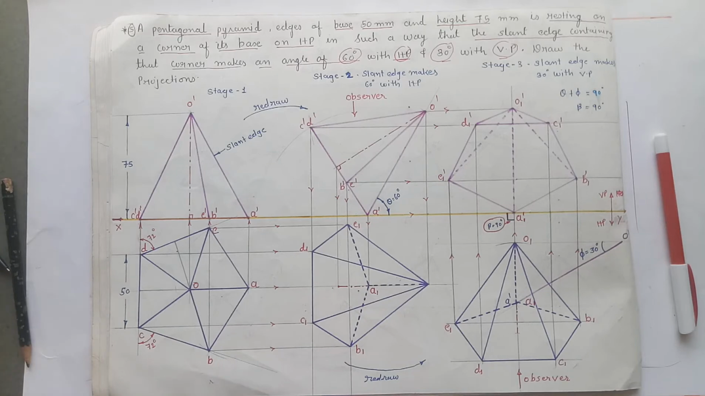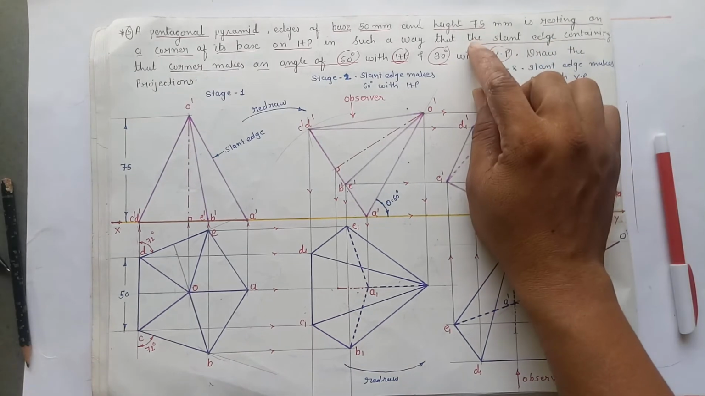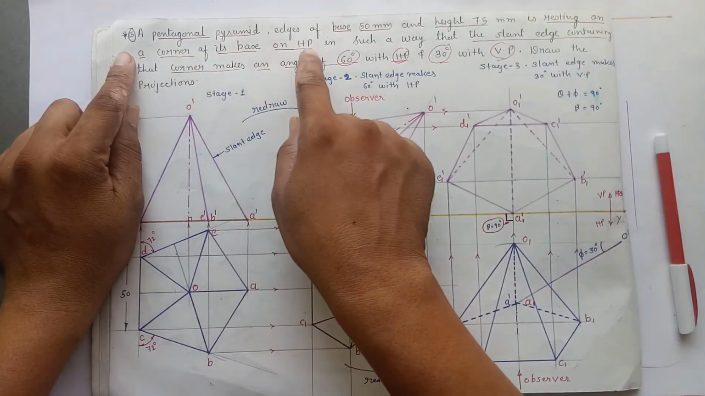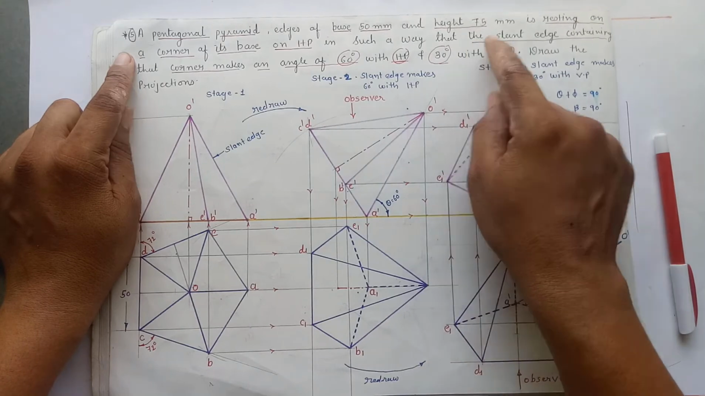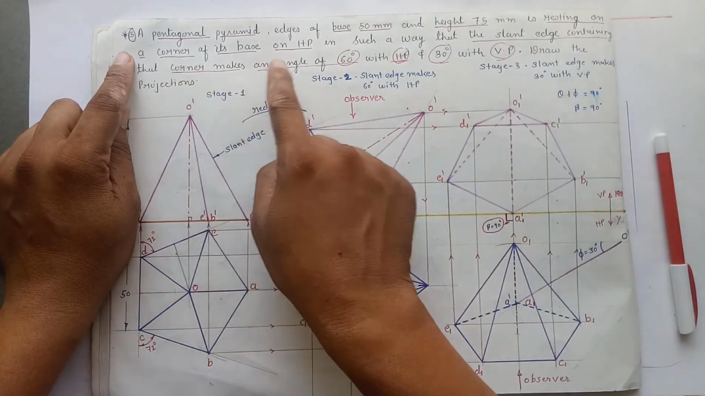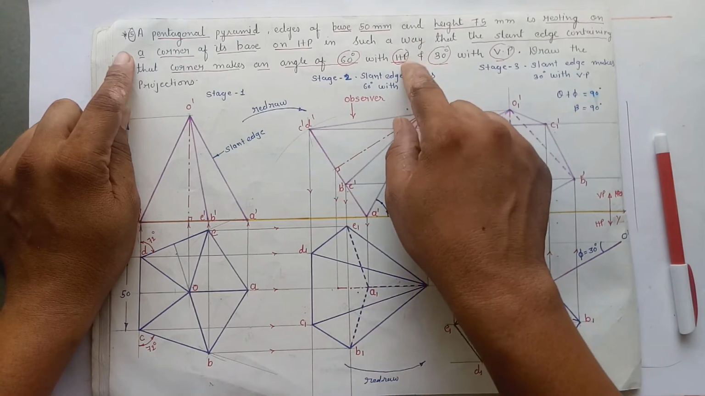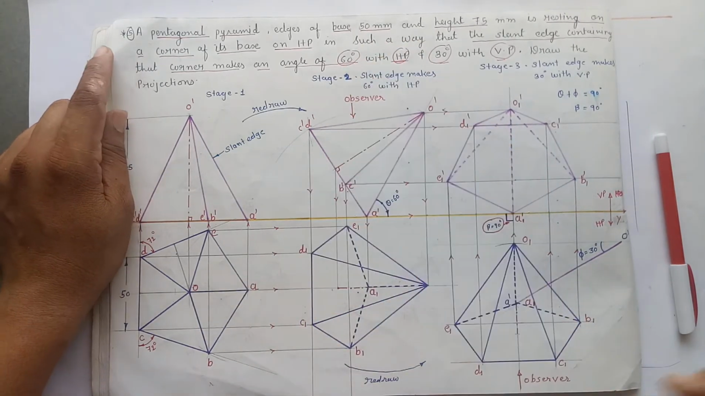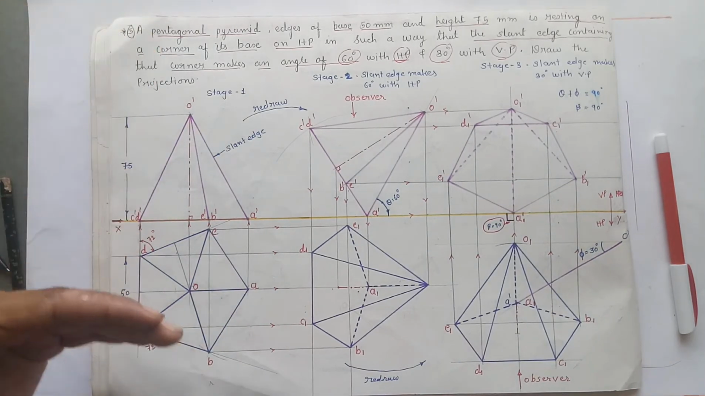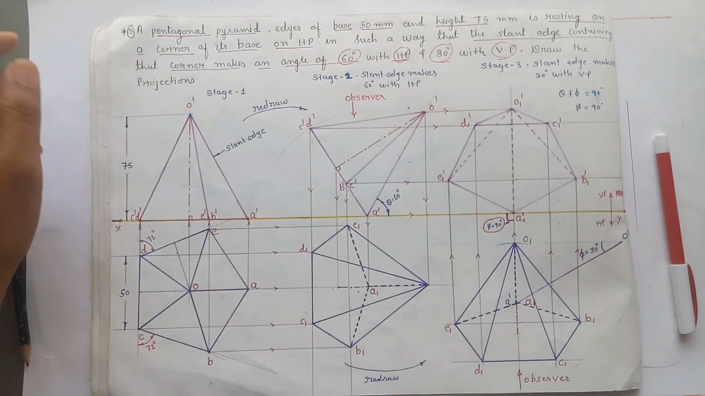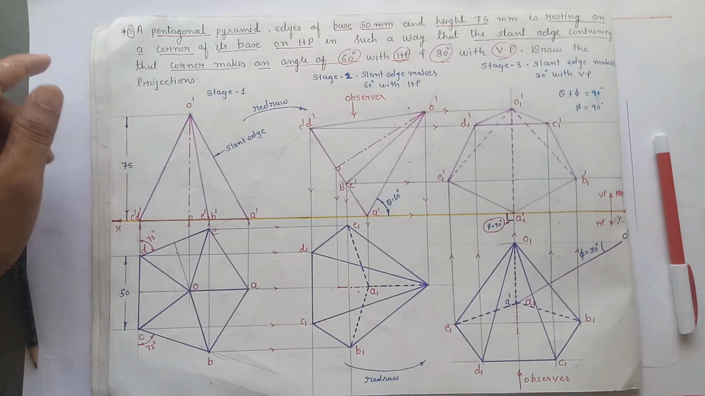Now here the pentagonal pyramid is resting on HP. So in the second stage we have to derive the condition with the horizontal plane. So the condition with the horizontal plane is like this. It is resting on a corner of its base on HP in such a way that the slant edge containing that corner makes an angle of 60 degree with HP. So we have to draw the condition with the horizontal plane in the second stage, because the pyramid is resting on HP, and in the third stage we have to derive the condition with the vertical plane.